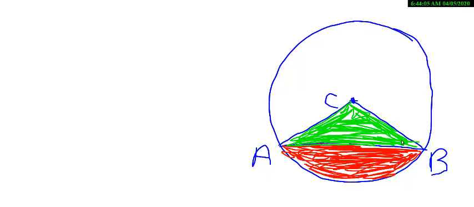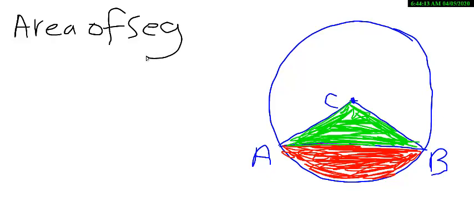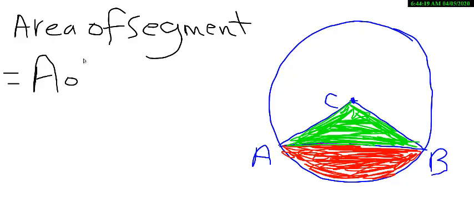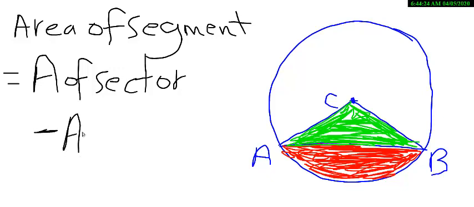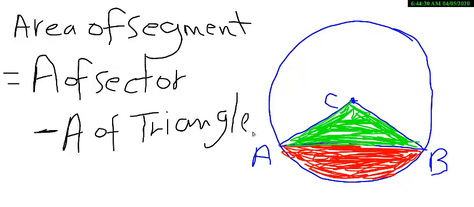So I can see here the area of the segment equals the area of the sector minus the area of the triangle, which is green. The area of the sector minus the green area gives me the red area, which is our target: the area of the segment bounded by the chord AB and the arc AB at the same time from its endpoints.